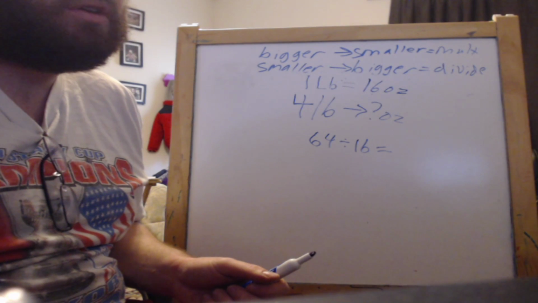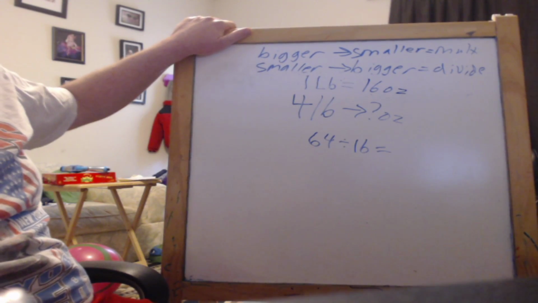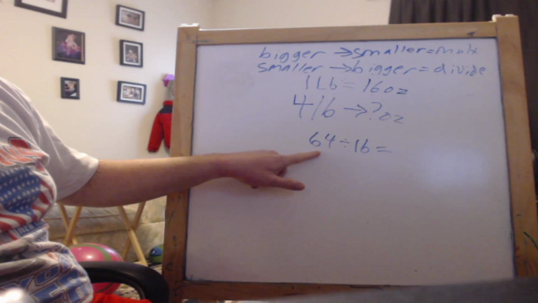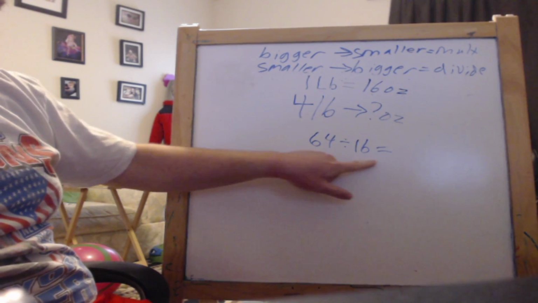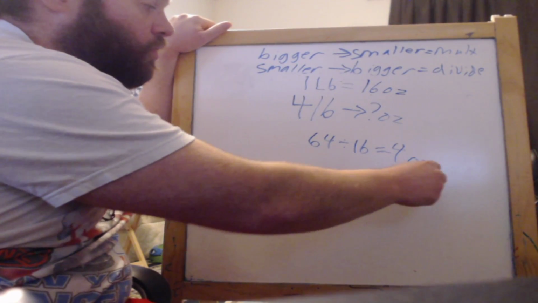Okay, so we have 64 divided by 16. And what is 64 divided by 16? Well, we just did 4 times 16 equals 64. So 64 divided by 16 is obviously 4. So the answer would be 4 ounces.